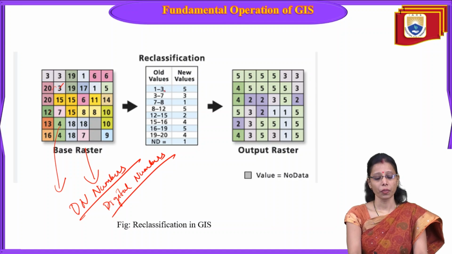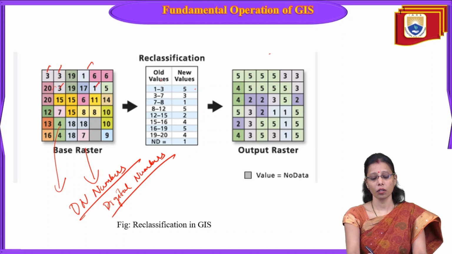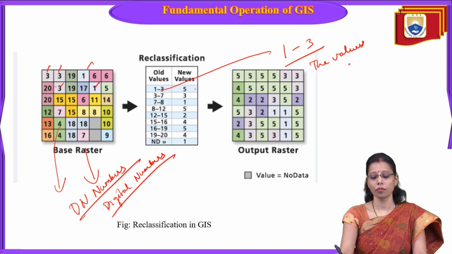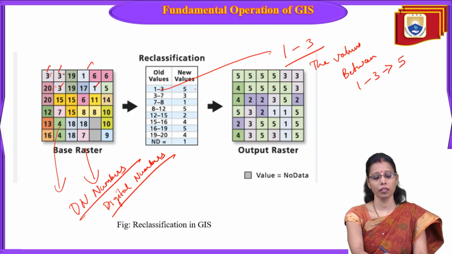So 1, 2, 3 is converted to 5. 1, 2, 3 converted to 5 means wherever you see 1 here, 1 here, 3 here, 3 here. So the old values between 1 to 3 are converted to 5. So wherever you see 3, 3, 1, or wherever you see 3, that is converted to 5, 5, 5.